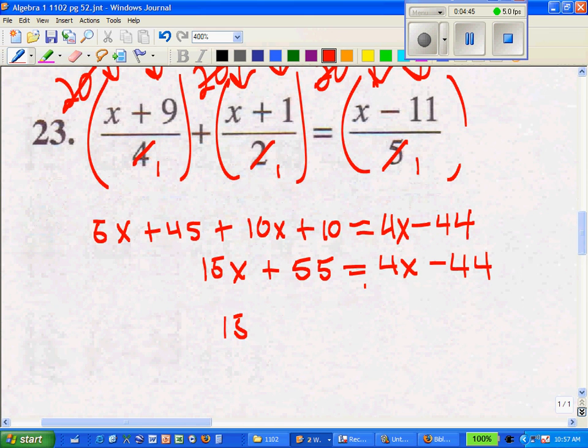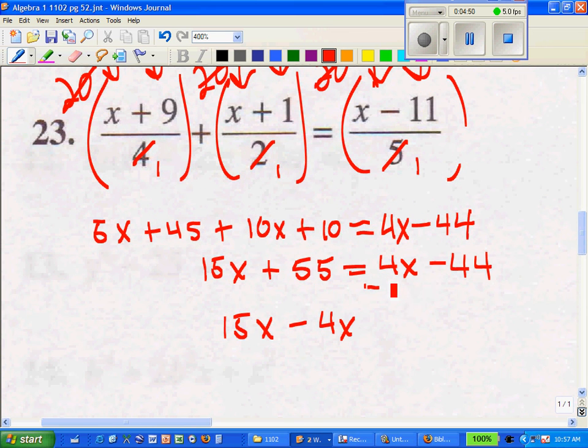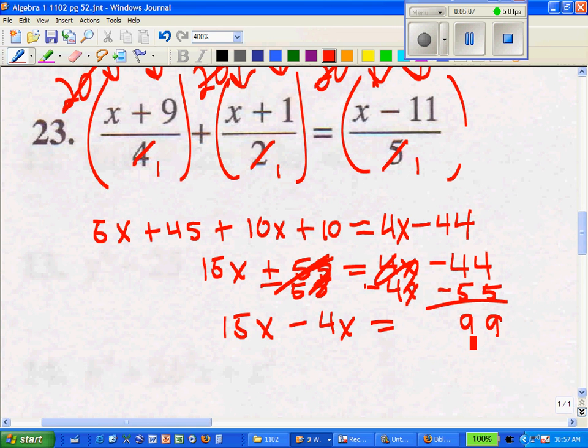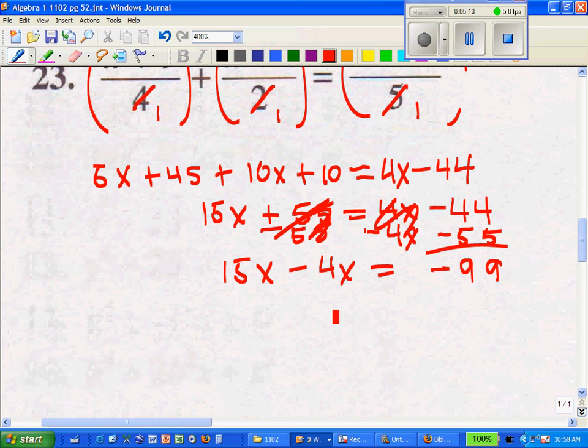15x minus 4x, because I'm going to take away 4x from both sides, right? Equals, I'm going to take away 55 from this side, so I can get the x's by themselves, and I'm going to take away 55 from this side, equals negative 55 and 44 is 99. So it's a negative 99. So I got 15x minus 4x equals a negative 99. 15x minus 4x is 11x, which equals a negative 99.